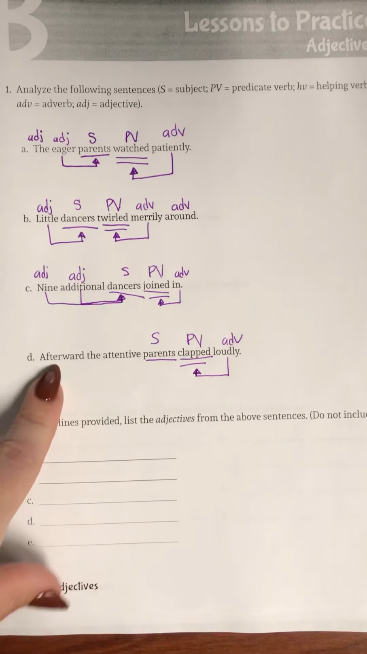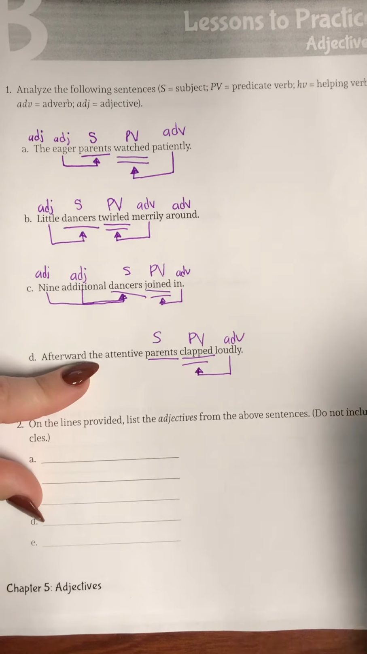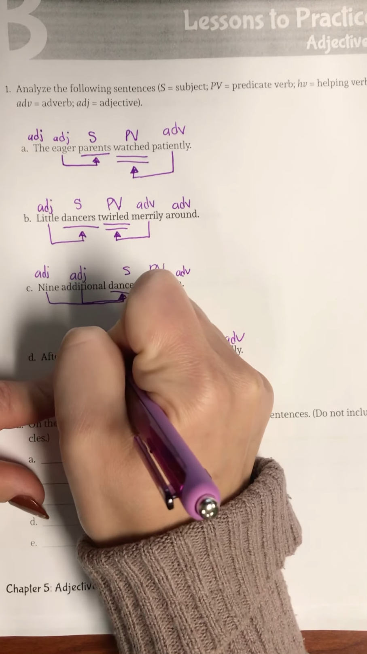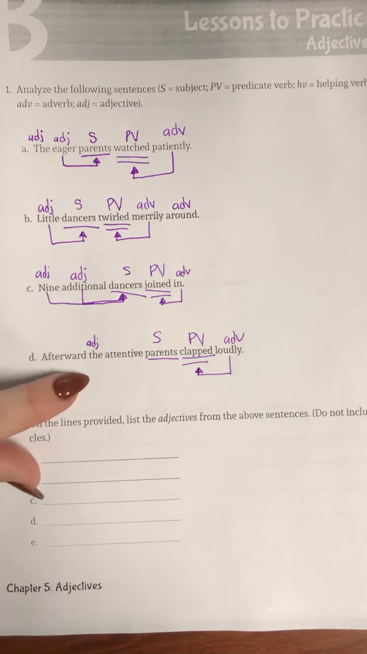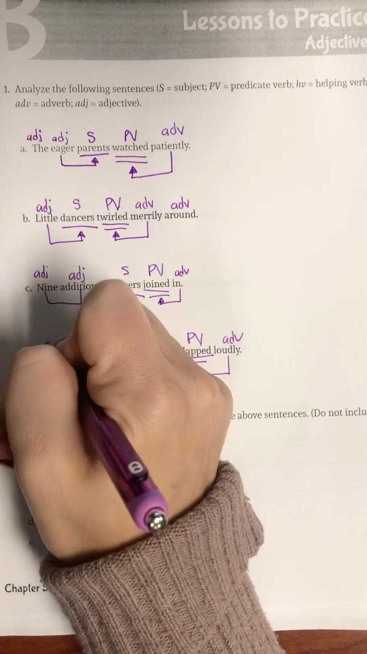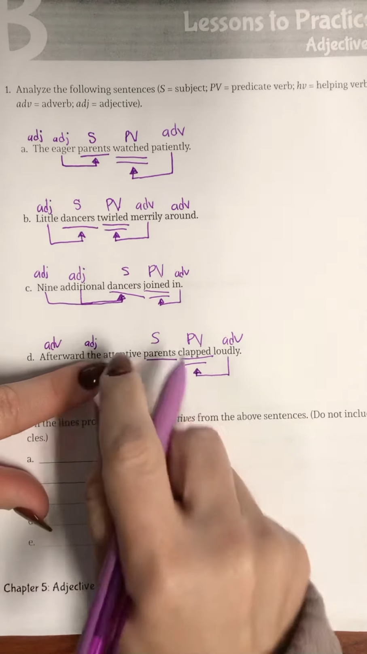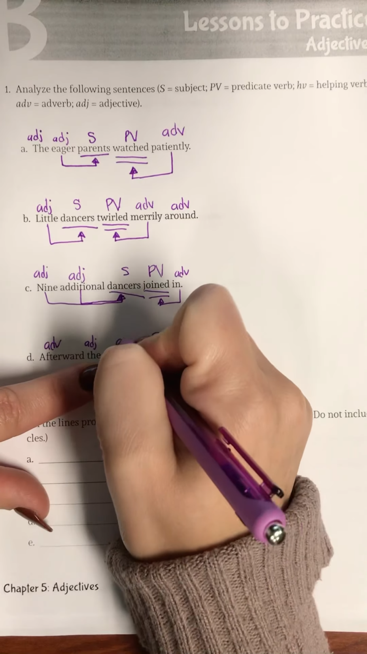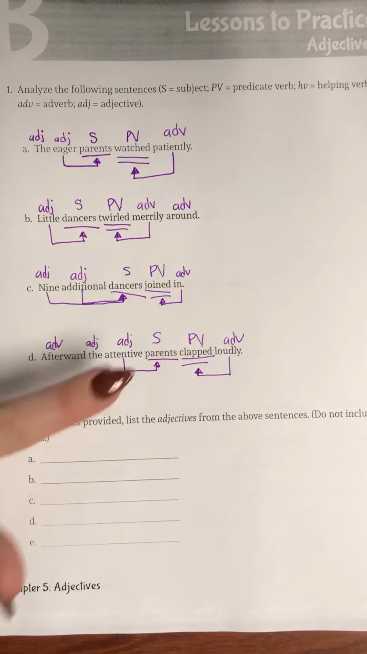Then I've got afterward, the, and attentive. The is an article. It's always going to be considered an adjective, so I'm going to go ahead and mark it as such. Afterward is telling me when it happened, so this is going to be our adverb. And attentive is describing my parents, so this is going to be my adjective. That's describing parents.